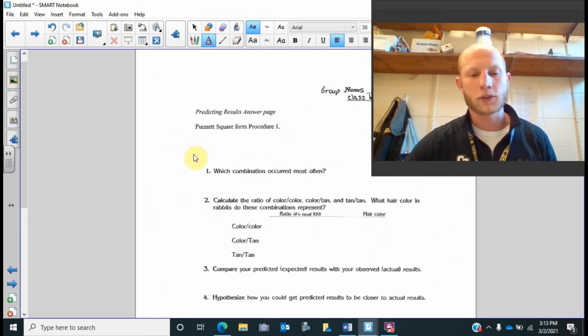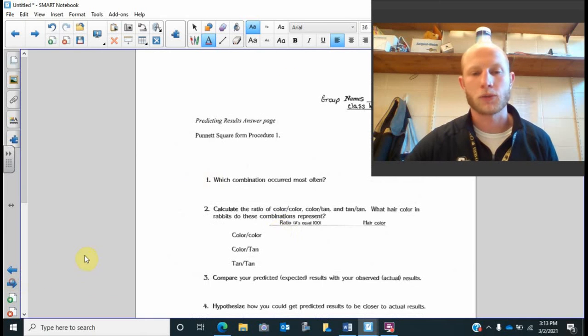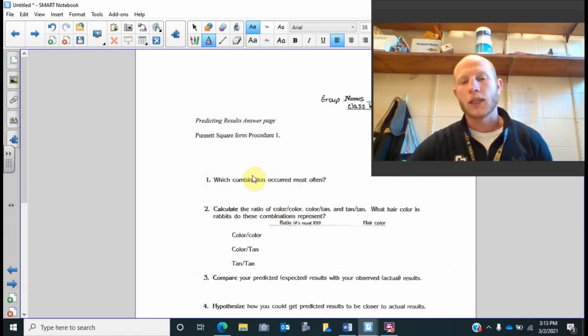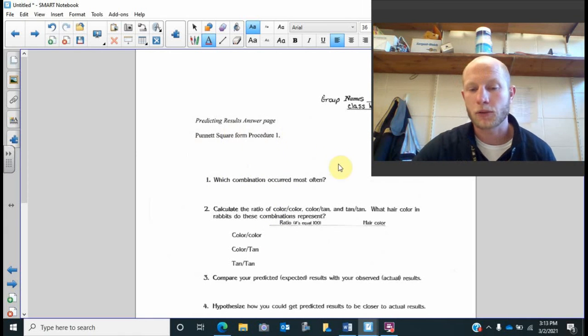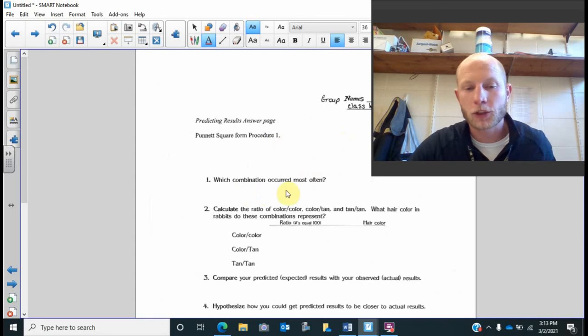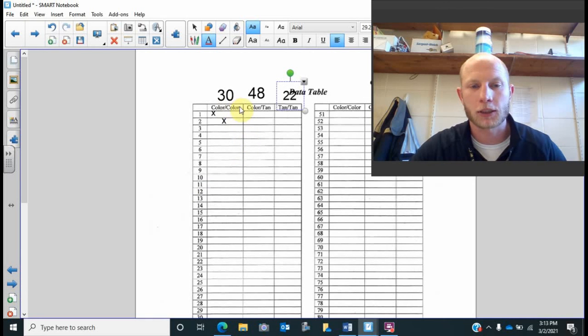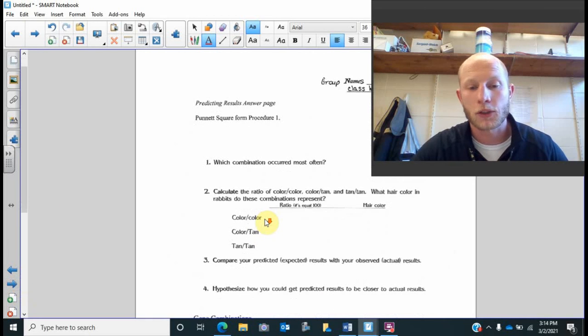So you look back here, you're going to look at these three numbers right here the entire time you're doing 1 through 4. That's all you have to do, is questions 1 through 4. Make sure you write down this Punnett square. So that Punnett square I was showing you earlier about the heterozygous black rabbits, make sure you cross those. So which combination occurred most often? Back here. So did color occur more often? Did color tan? Did tan occur more often? So then you write these down.